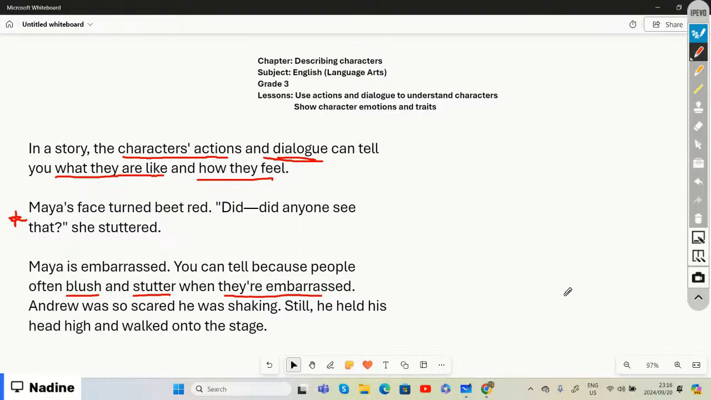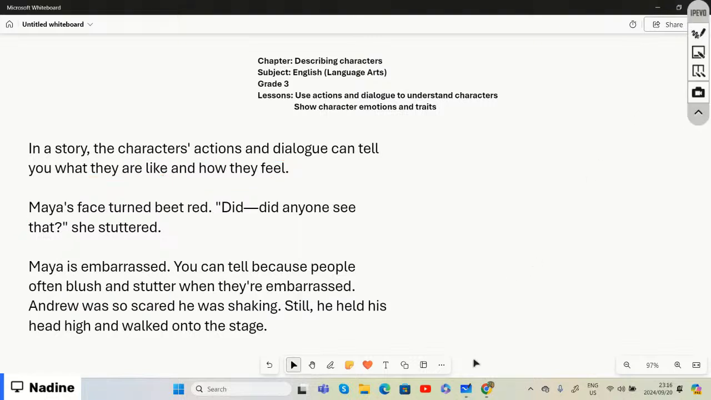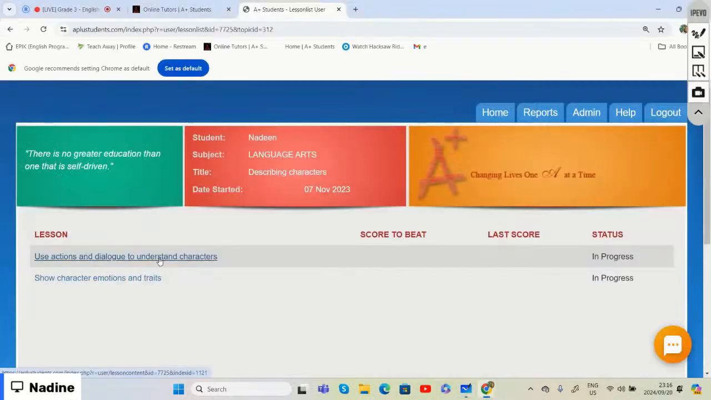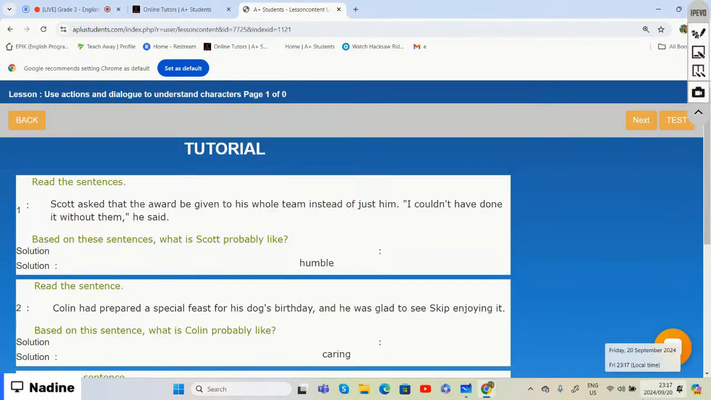All right. So now we're going to aplusstudents.ca and we are going to look at more examples of using actions and dialogues to understand characters. And we're also going to show characters' emotions and traits. All right. So we're going to the first lesson where we're going to use actions and dialogues to understand characters.